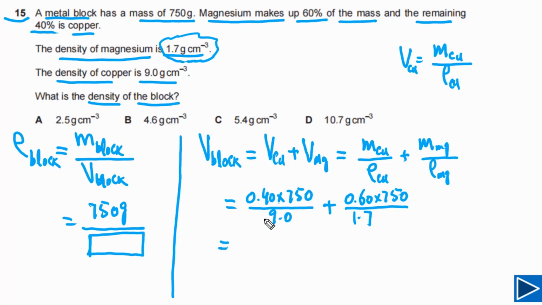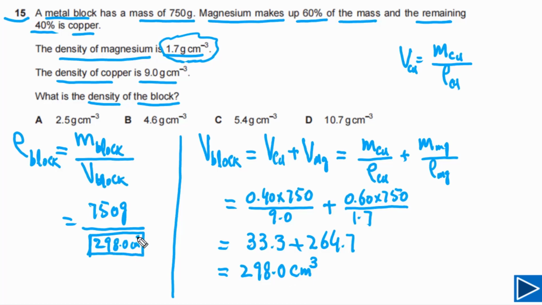Now if we solve this, this is our value for the volume of copper. And if we solve this for the volume of magnesium, it will be 264.7. So the total volume, meaning the volume of the block, will be 298.0 cubic centimeters. Now we simply have to divide here. You can write down the unit here.